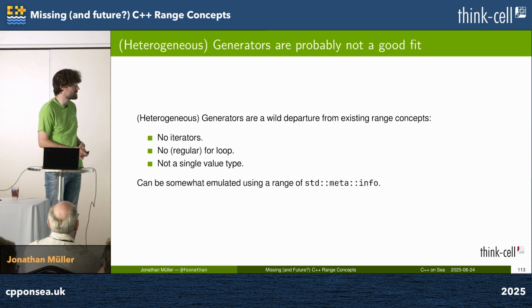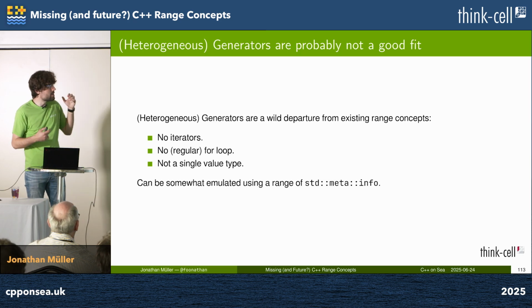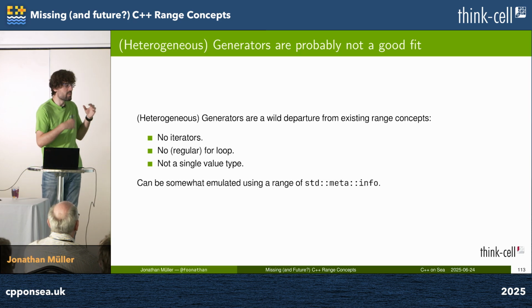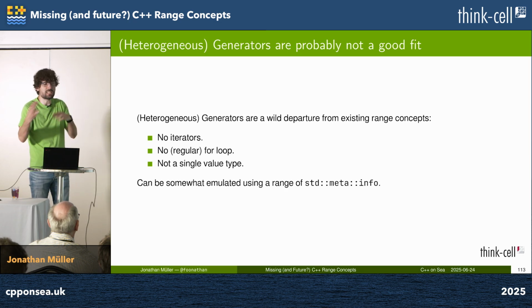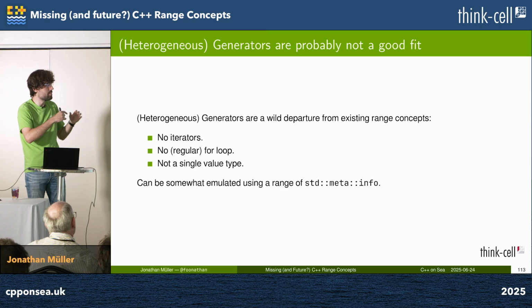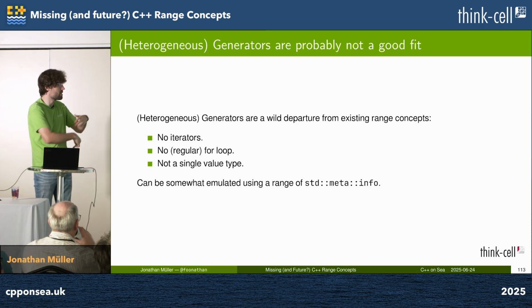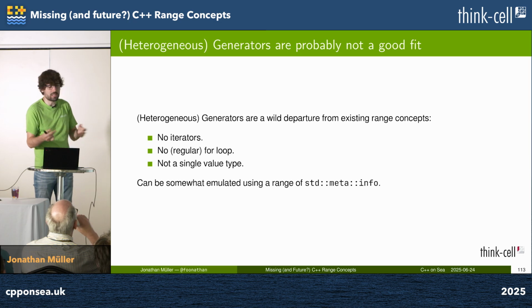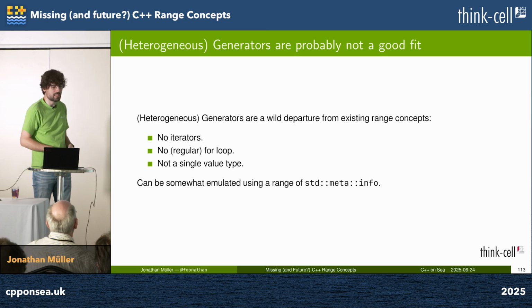And especially because with reflection, we can somewhat emulate them by instead of having a range of types, we can have a range of standard meta infos representing types. So the nice thing about reflection is that the meta info can represent anything, it's completely untyped, and so you can just put them in containers, you can use range algorithms with them. It's just a bit more of a clunky interface than having the type directly.